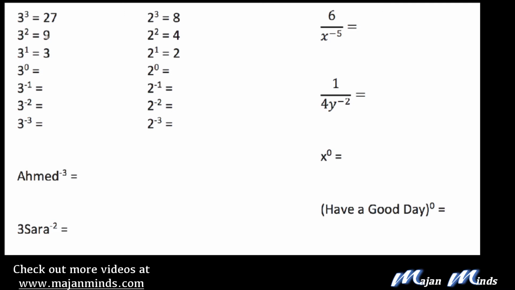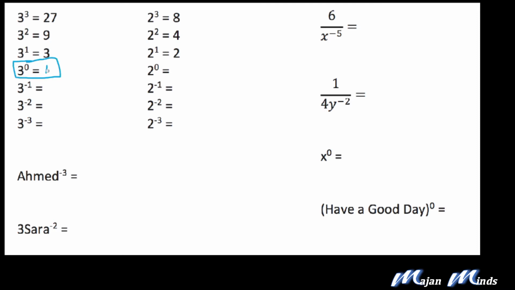27 divided by 3 is 9, 9 divided by 3 is 3, 3 divided by 3 tells us what this one is. 3 divided by 3 is 1. 1 divided by 3 is 1/3. 1/3 divided by 3 is 1/9, and 1/9 divided by 3 is 1 over 27. Do you notice the pattern? 27, 1 over 27. 9, 1 over 9. 3, 1 over 3. Furthermore, let me back up. Whenever you have zero exponents, it's always going to equal 1.